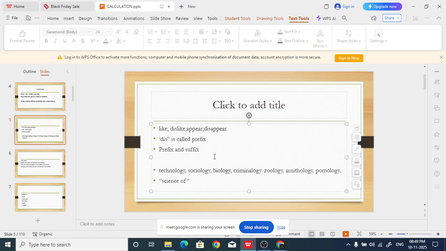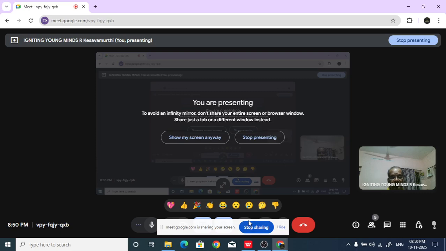So likewise, we can learn prefixes. What are the prefixes we normally use? We can learn. What are the suffixes we normally use? We can learn. Once you know this, your vocabulary will improve. You know, vocabulary means what? The number of words you know in English will improve like anything.